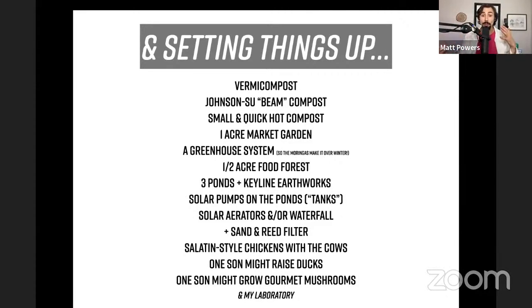And then I'm going to be putting solar pumps in the ponds, or tanks as they're called here. And then solar aerators or waterfalls, and sand and reed filters to keep the water really clean, really healthy. And we're going to fence around them so the cows can't go in them. And then we're going to do Salatin style chickens with the cows. And we're going to have them go around and add nutrients back into the ground and spread the cow patties around for us. One of my sons wants to raise ducks. One of my sons wants to grow gourmet mushrooms. I might have them work together and take turns moving the chickens and doing the chicken chores on the land.